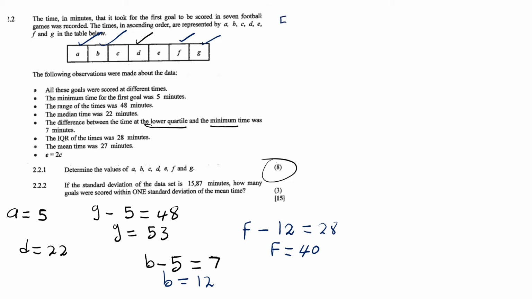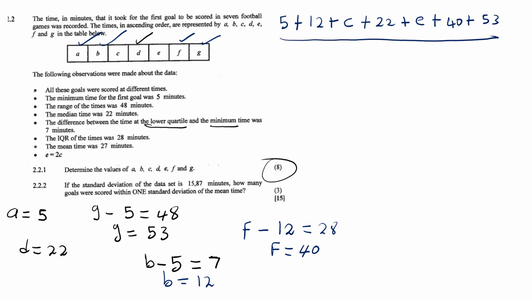A is 5, plus B, I got 12, plus C, which is the one we are looking for, plus D. Do we have D here? What is D? Oh, 22. Plus E, plus F, which was 40, then plus 53 of G, then divided by, how many? 2, 4, 6, 7. Okay, divided by 7.